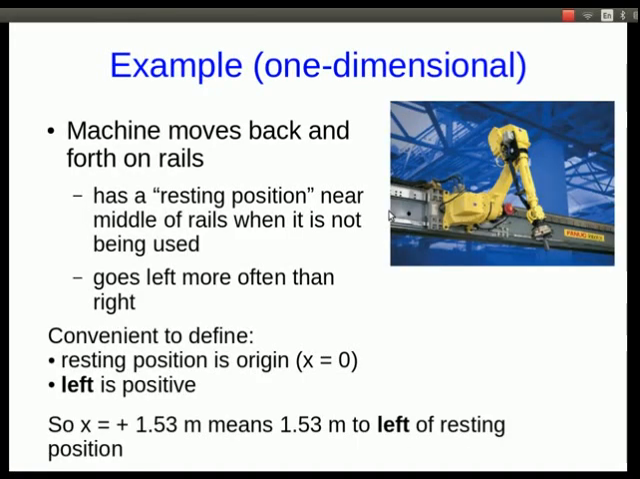So just to illustrate what I mean, here's a one-dimensional motion example. We have this machine that moves back and forth on rails, so it only moves in one dimension. It has some resting position, and let's say it goes left more often than right. So we might define the resting position as the origin. And because it goes left more often, maybe it's convenient to define left as positive. And so now if I say x is plus 1.53 meters, it's unambiguous that that means 1.53 meters to the left of the resting position. So positive is sufficient to define a direction here.